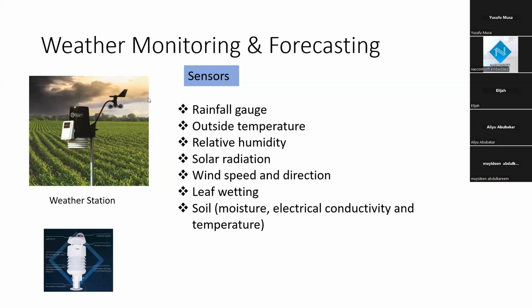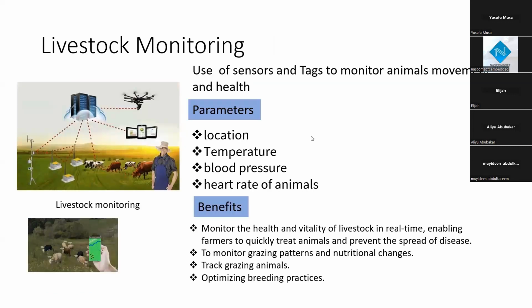Okay. The next thing is livestock monitoring. So IoT is playing a vital role in terms of livestock monitoring. Again, this involves use of sensors and tags attached to the animals. A peculiar case is the stealing of cows and all of that, in Nigeria in particular. So this can help solve some of those problems. Again, you can monitor the location of the animals. You can monitor their temperature, blood pressure, heart rate of the animals. So this gives a lot of benefits.